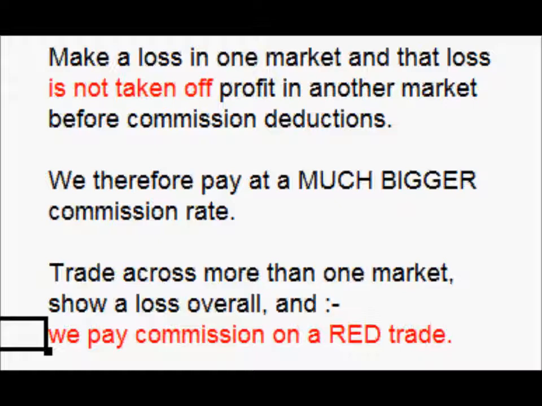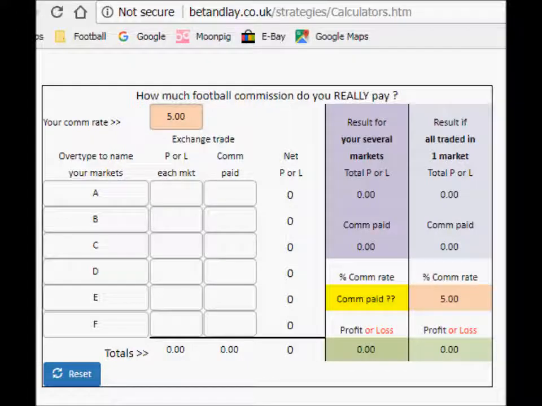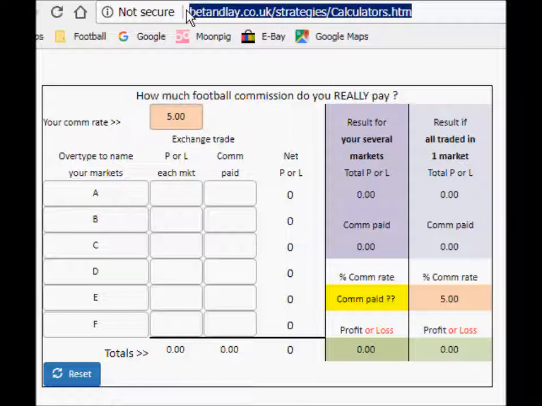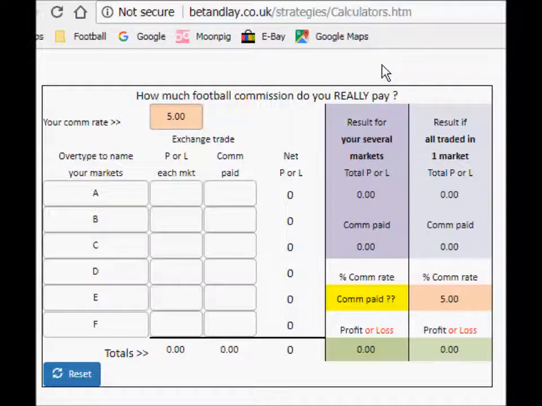Okay, let's have a look at the calculator. Right, here we are in the calculator. You can see at the top there the web address if you need to find that. Now enter your commission rate at the top there in that orange cell. My rate is 5%, so I put 5 in there. If your rate was 3%, just put a 3 in. I'll just alter that back.